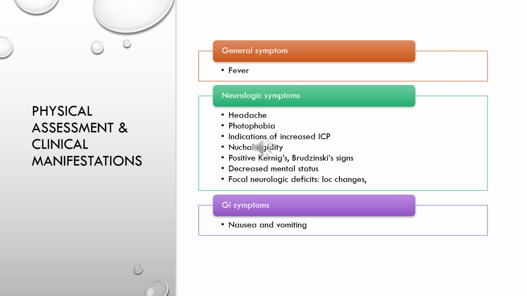You may see indications of increased intracranial pressure, nuchal rigidity or stiffness of the neck. They may have a positive Kernig's and a positive Brudzinski's sign, which I'm going to talk about on a slide further on down in the presentation. I think it may be the next slide, in fact. Decreased mental status. They may have focal neurological deficits, so changes in their LOC, and they also may have nausea and vomiting from all that increased intracranial pressure.